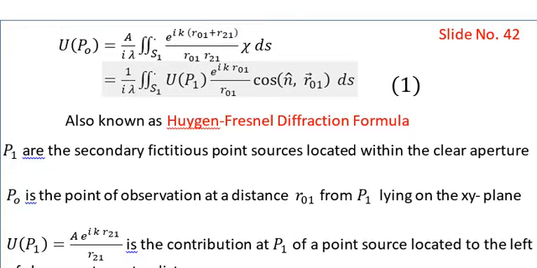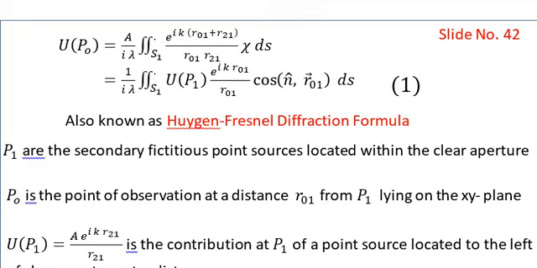And you know that in the second line we have the explicit dependence on the field at the point P1. So we have u of P0 is equal to 1 over iota lambda surface integral over S1 u of P1, that is the field at point P1, multiplied by e to the power iota k r01 over r01 and cos of n comma r01 and ds. You see that this cos is actually replacing the chi in the first line. So this formula is also known as the Huygens-Fresnel diffraction formula.